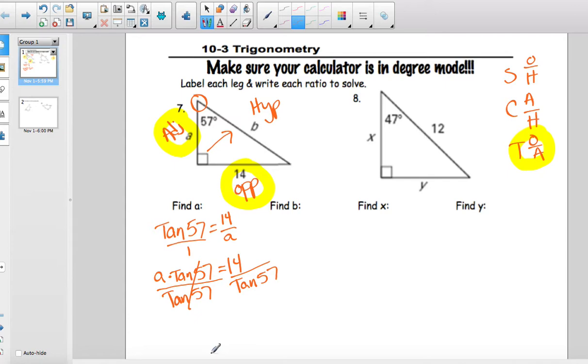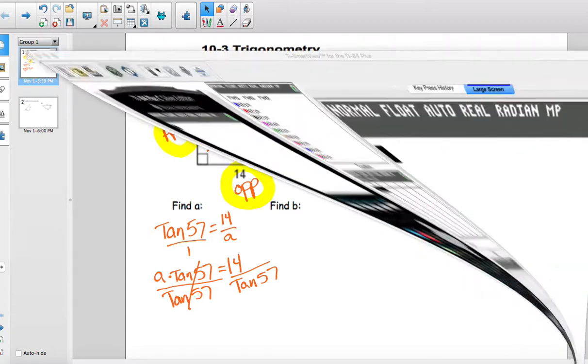There we go. We could copy and paste that number and use it in our calculating, but I don't usually do any calculating until I'm at this point. So now we see that A is going to equal 14 divided by tangent 57. And now we're going to go to the calculator and type that in to get the answer. So I'm going to pull up the calculator for us.